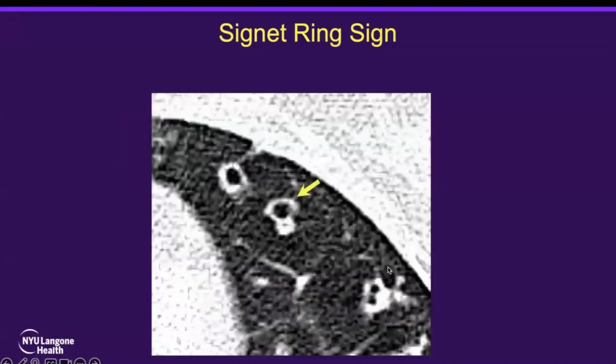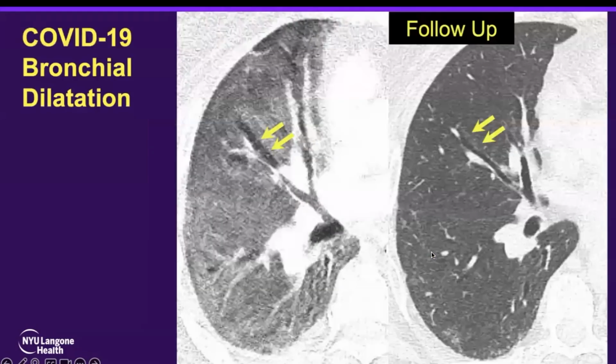The signet ring sign is an indicator of bronchiectasis, and here we see the dilated bronchus, which represents the ring or the band, and the pulmonary artery, which is the disc of the signet ring.